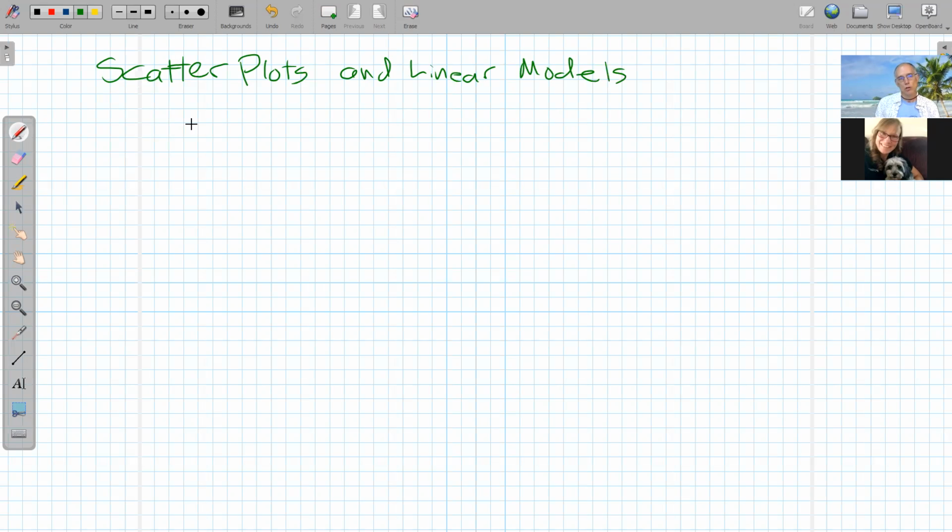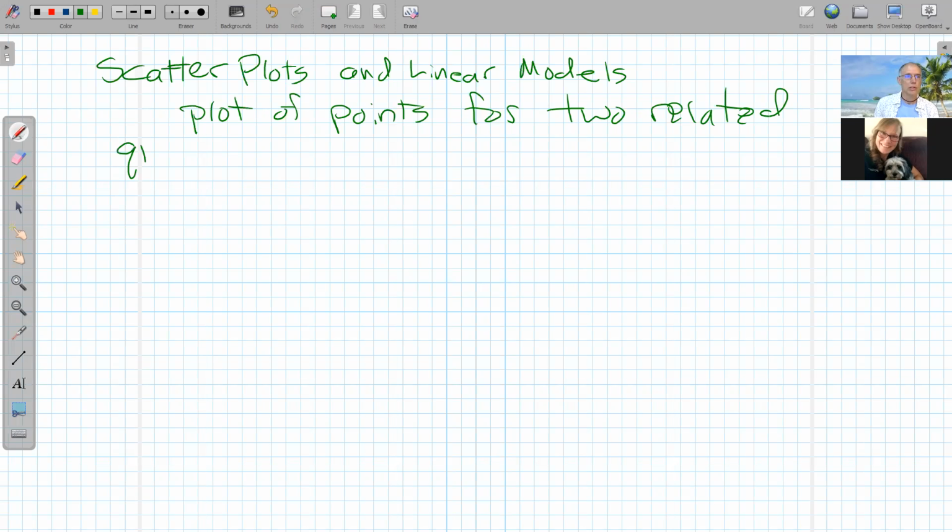Scatter plot, remember, is a graph of two quantitative variables where we treat the x and the y as related values. So, plot of points for two related quantitative variables.